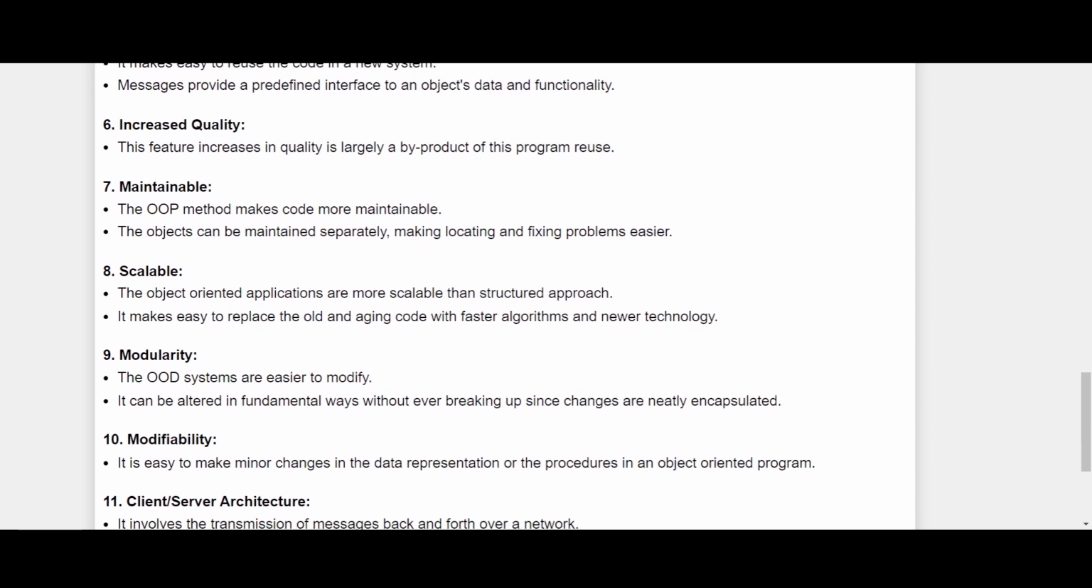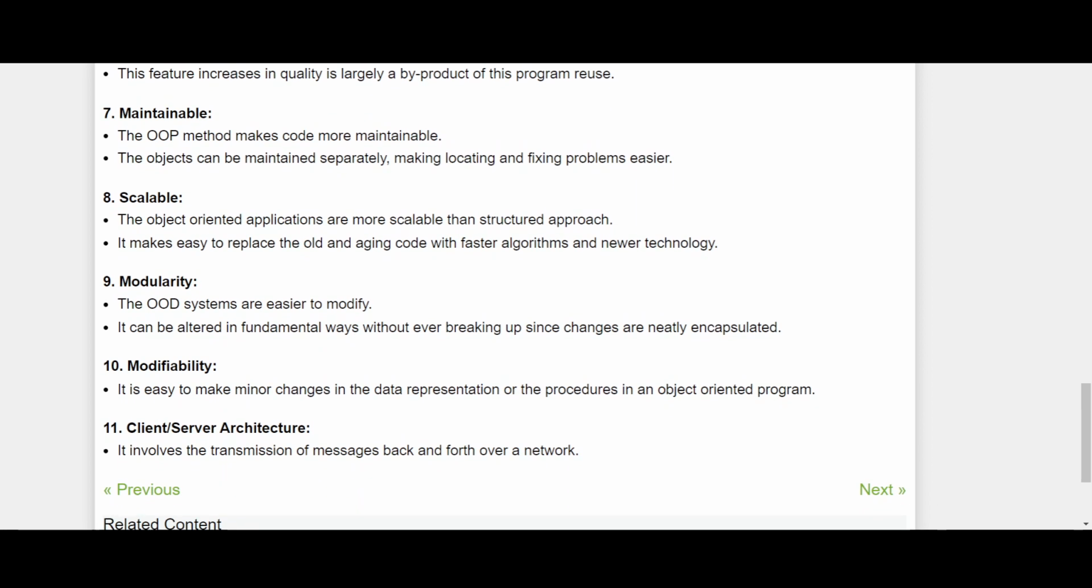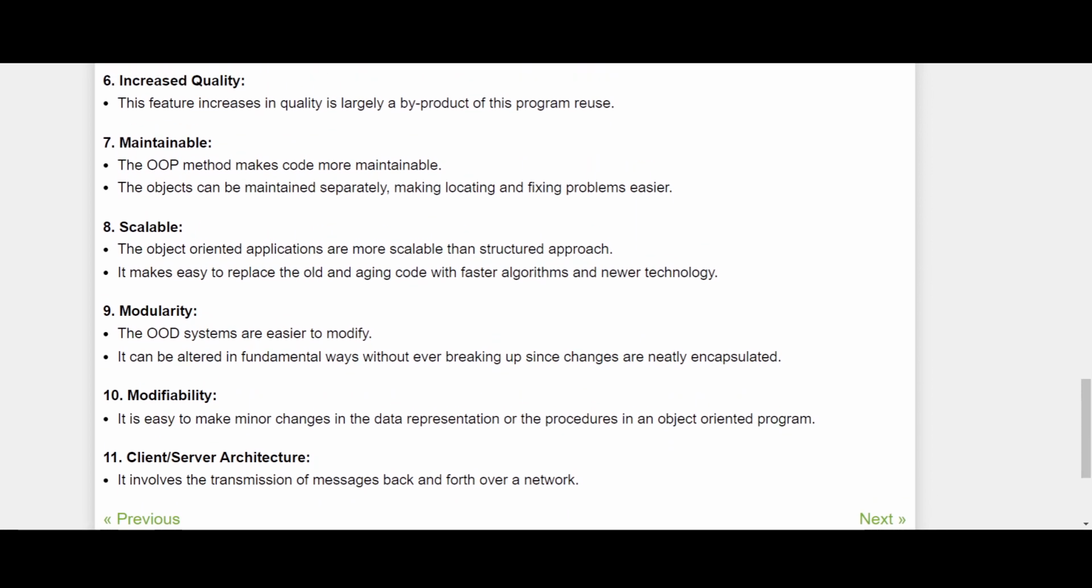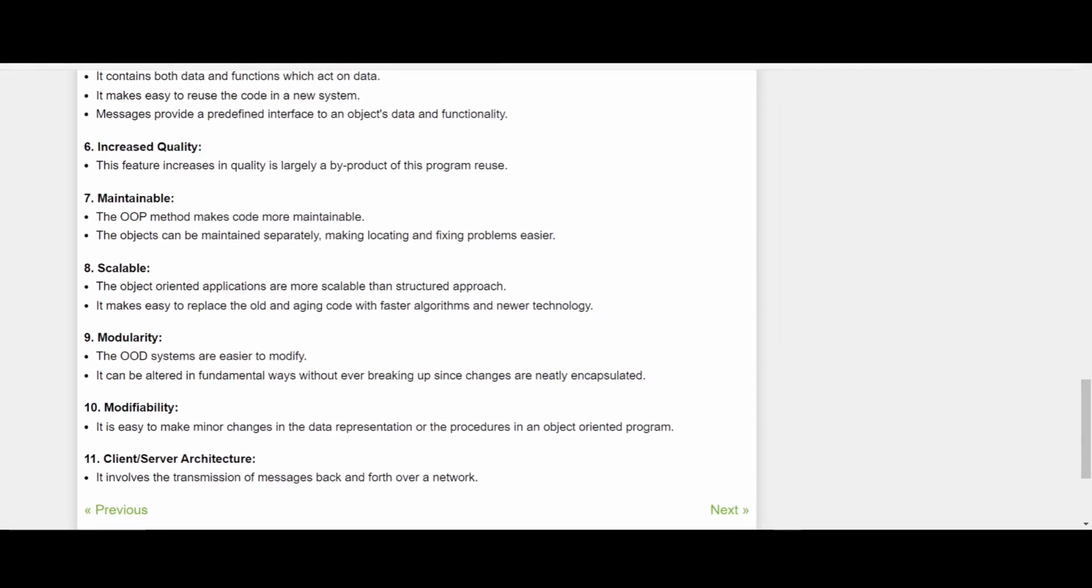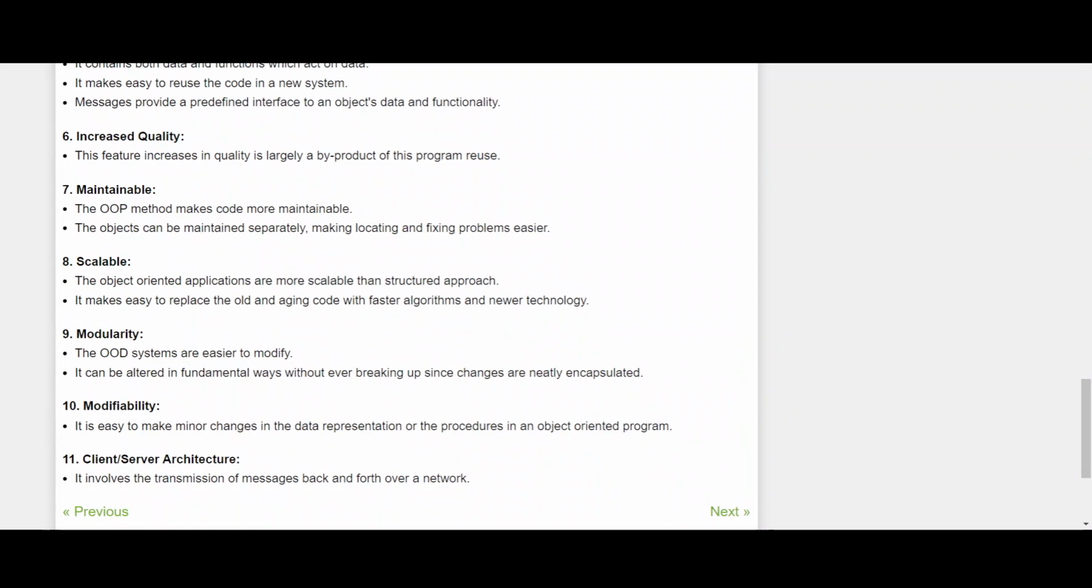And modifiability: it is easy to make minor changes in the data representation or the procedures in an object-oriented program. The client-server architecture involves the transmission of messages back and forth over a network. So these are the 11 advantages, the benefits, of the object-oriented methodology.